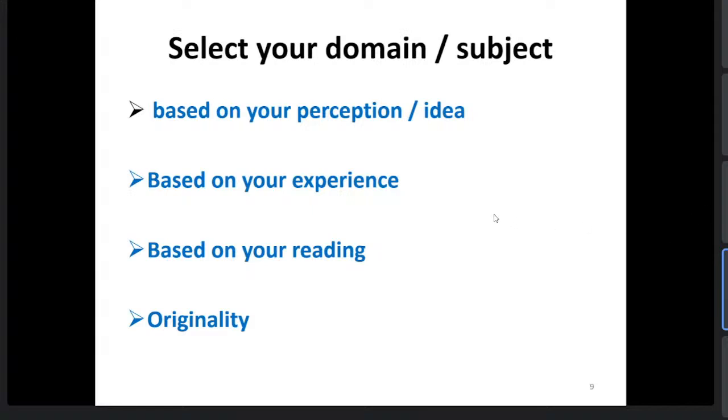Selecting your domain or subject is very important. In which area we like to work is based on our perception, our experience, what we like to do in the research area, and based on our reading. So choosing the domain of research is extremely important for a researcher.